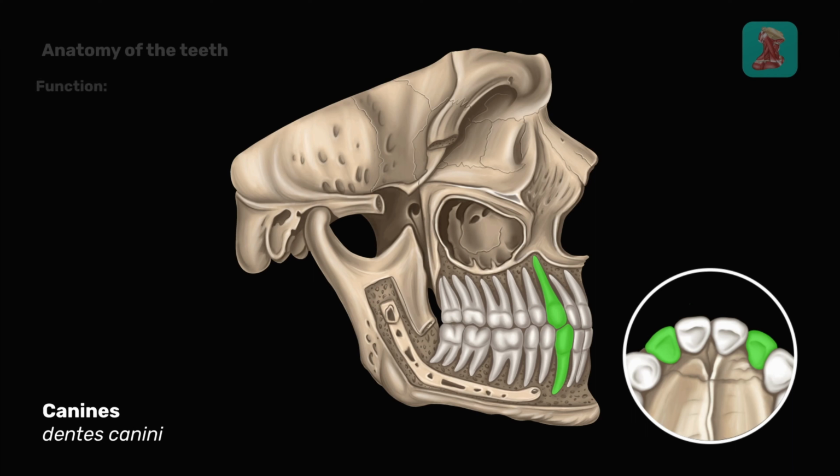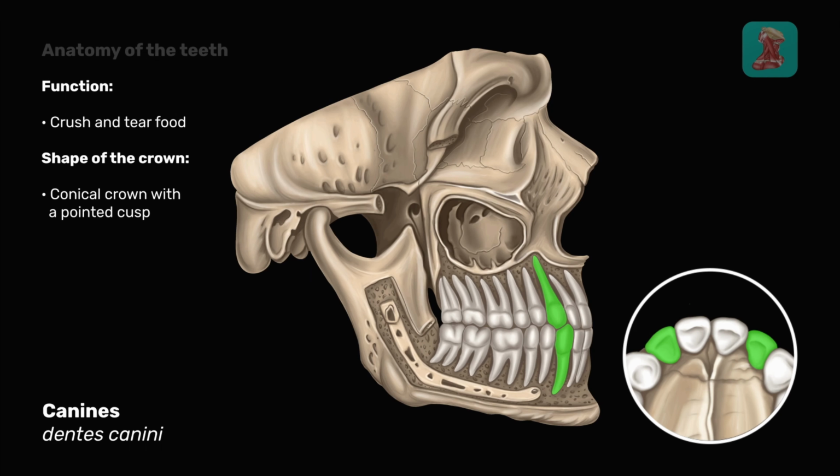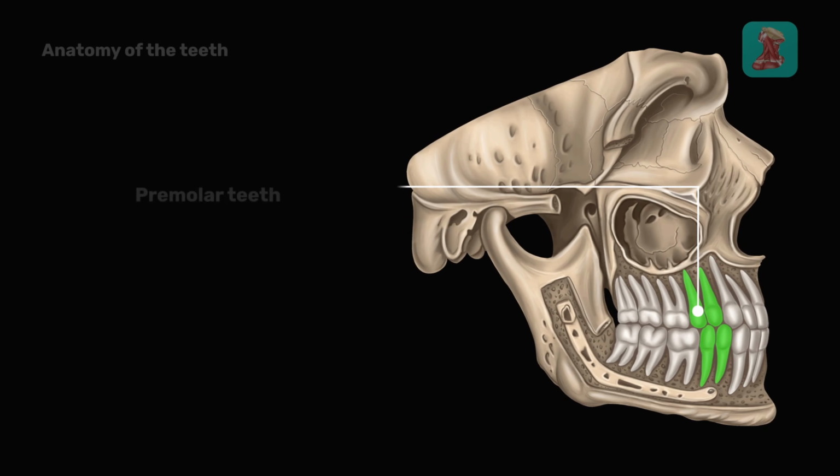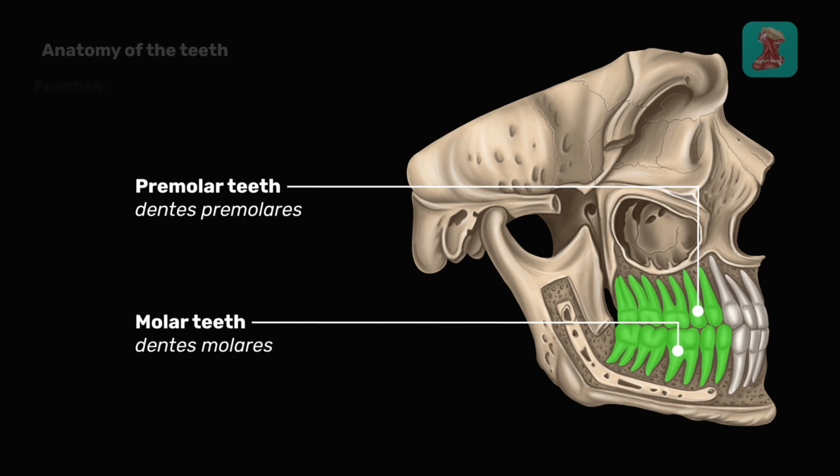Canines, which crush and tear food. In humans, they are relatively poorly developed. They have a conical crown with a pointed cusp and a single, long, laterally compressed root. Premolar teeth and molar teeth, which grind food. Premolar teeth usually have one root, and molar teeth have 2 to 3 roots.